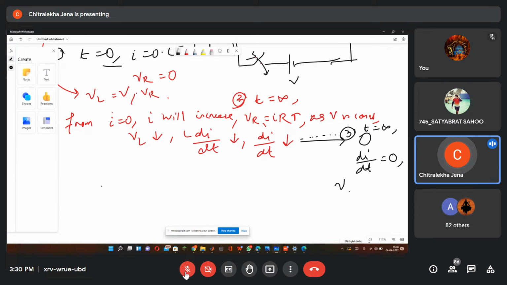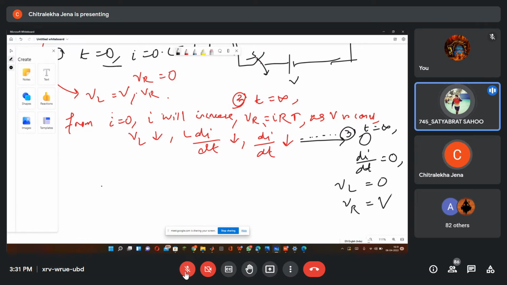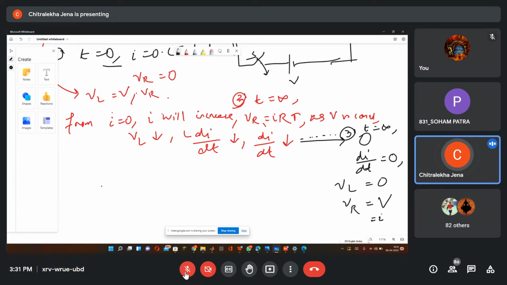So simple, what will be my VL? VL will be equal to 0. So what happens to my VR? Simple, Kirchhoff's voltage law. VR will be equal to V. It will be equal to I into R, where it is equal to I maximum into R. Now you understood what happens in between t at 0 to t at infinite.